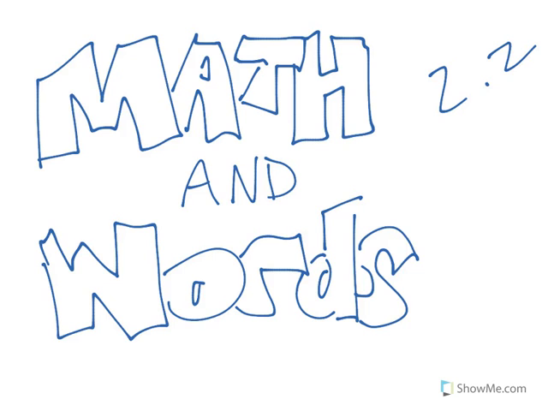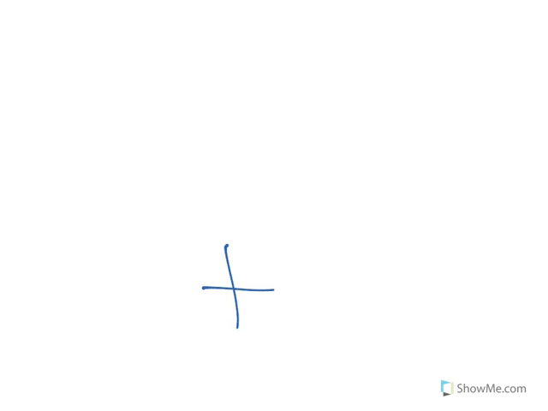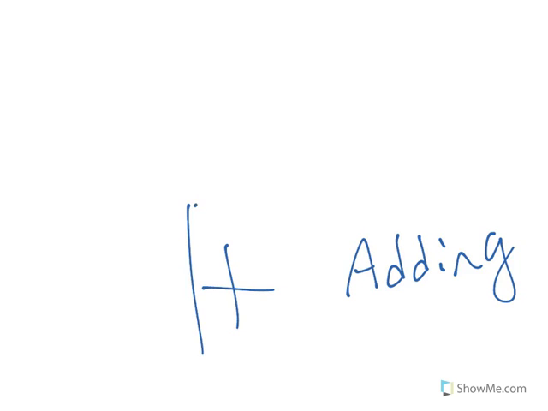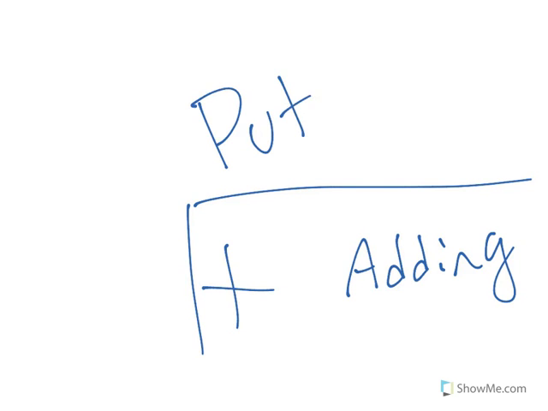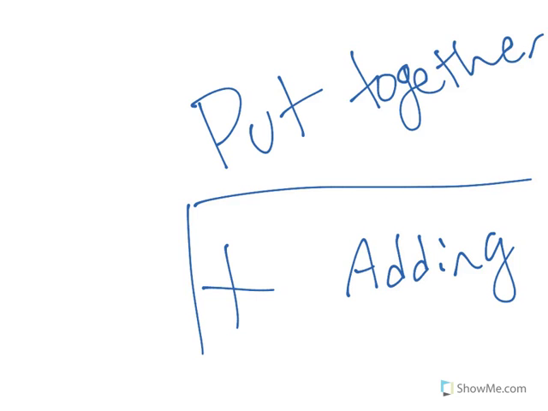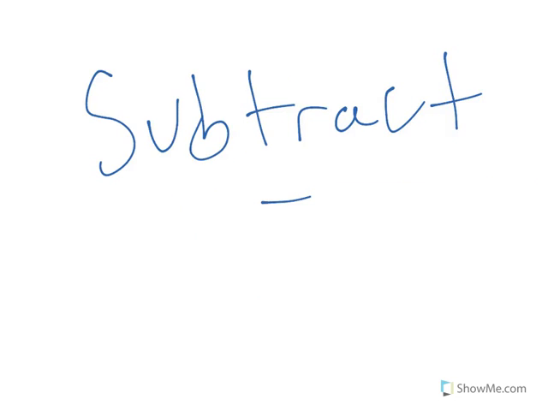So, we're going to start out with addition, and we call that adding. And the point of adding is what? What's the point of adding? It is to put something together or to combine. Then the second thing is subtraction. And to subtract means we're going to find how much more or how much less.